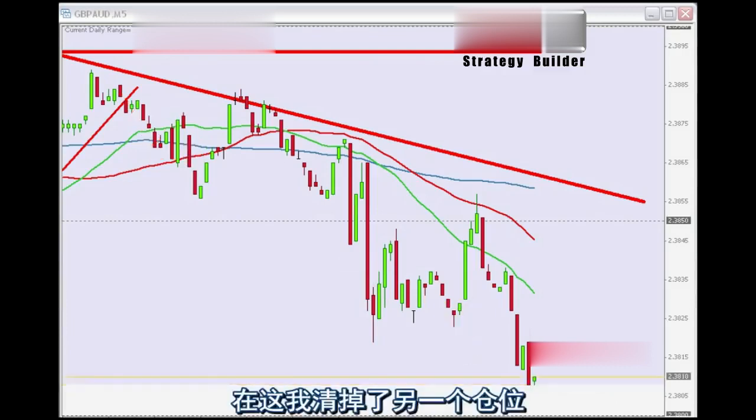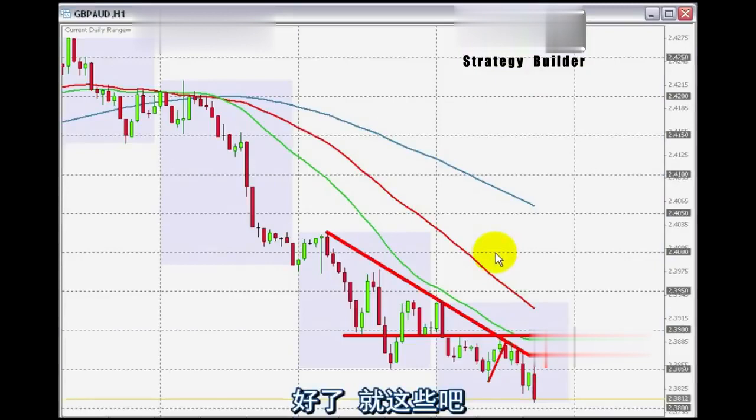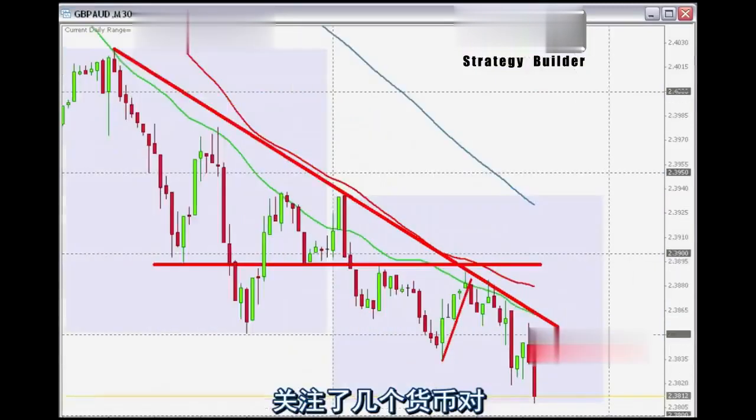Well, guys, that's all. A profitable day. I had 4 setups, 4 nice-looking setups. I took one of them. And that's about it. It's time to call it an end for the week.